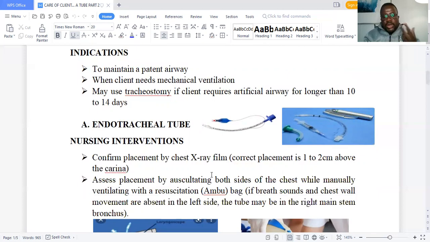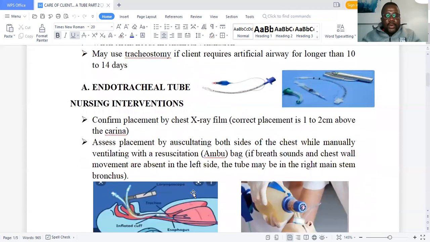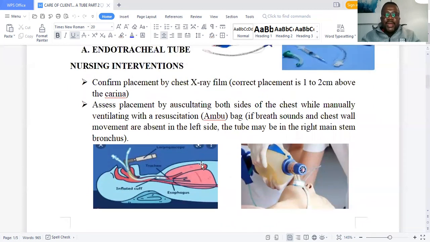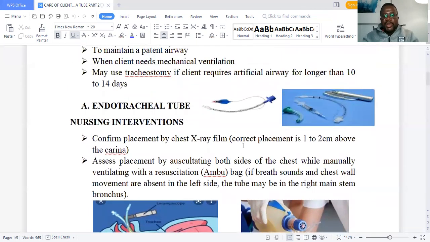We also saw this when we treated the PEG tube and the NG tube, that the most perfect way to check for the correct placement of this tube is a chest X-ray, because it actually shows you how this tube is inside, and you can identify it from the X-ray film itself. Now, it has to be 1 to 2 centimeters above the carina. So through the X-ray film, you'll be able to see that.